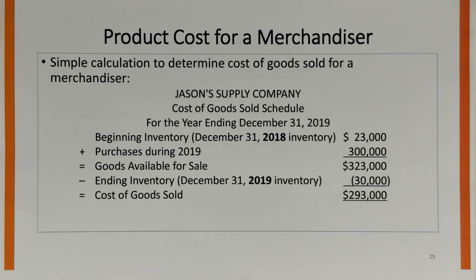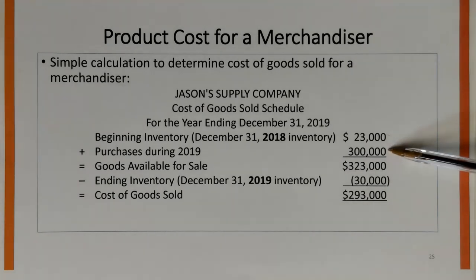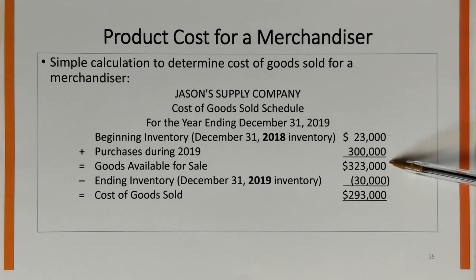So to determine cost of goods sold, what we do is we take the beginning inventory, in this case it's $23,000, and then we add to that the purchases during the year. So any purchases that were made, we add to the beginning inventory. And then if we add these two amounts together, we arrive at goods available for sale. Then to figure how much we have sold, we can determine this by subtracting our ending inventory.